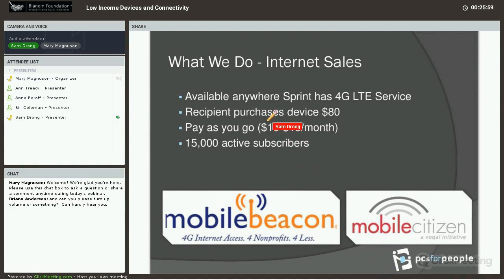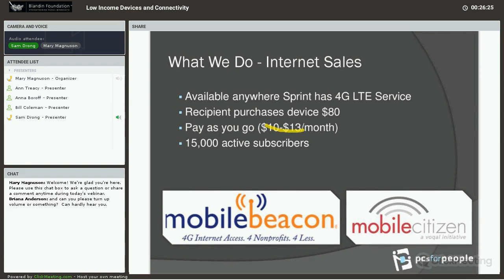The other key part, obviously, is the price. What we're able to do is offer a service that ranges in price from $10 to $13 a month. It's all a prepaid service. So someone has to buy the device originally for $80, but once the device is purchased, they can just add time whenever they want. If money is tight in the home and they need to stop paying for a month, that's fine.